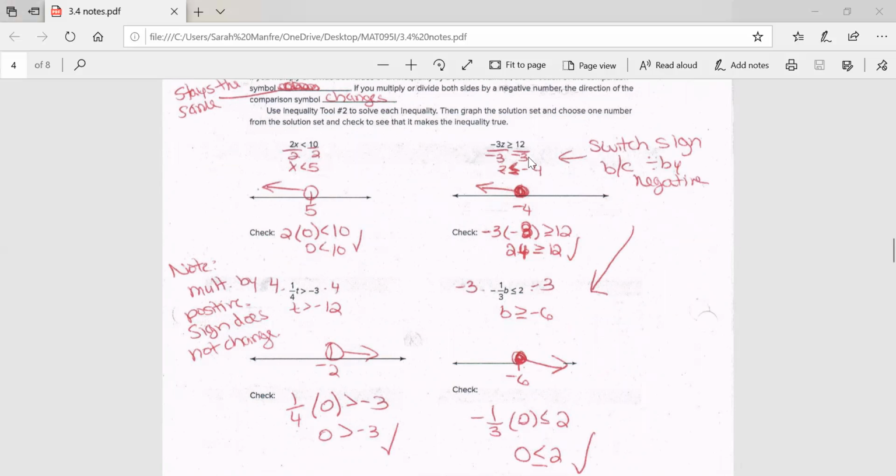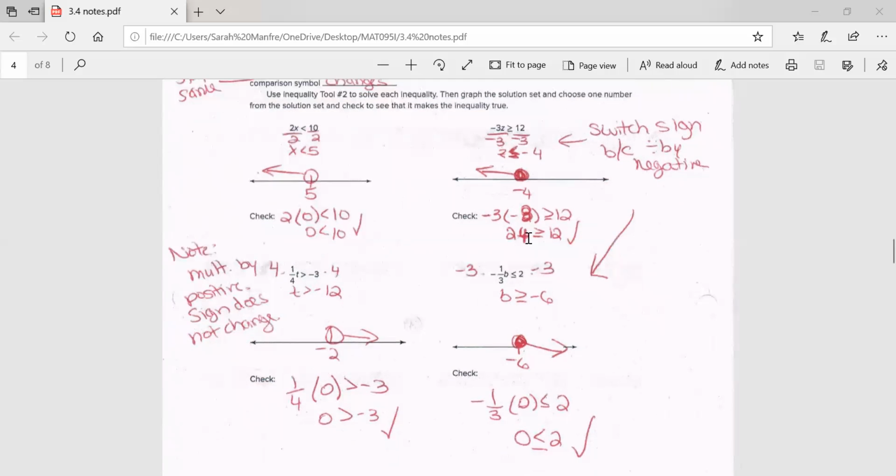This one, I'm going to divide by -3. Notice how my answer says z is less than or equal to -4. I had to change the greater than or equal to a less than or equal to because I'm dividing by a negative. Okay, so just make sure you keep that in mind, and I'm choosing a closed circle because it has an equal to symbol. And what numbers are less than or equal to -4? I chose -8. Okay, you could plug in anything you want.